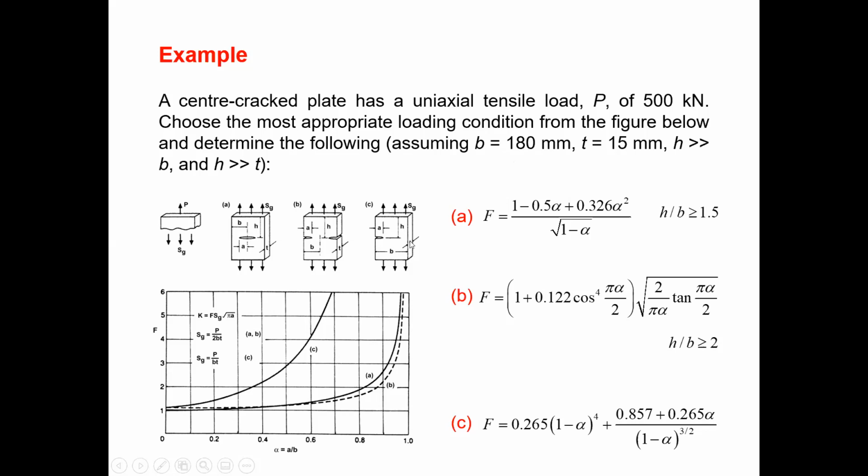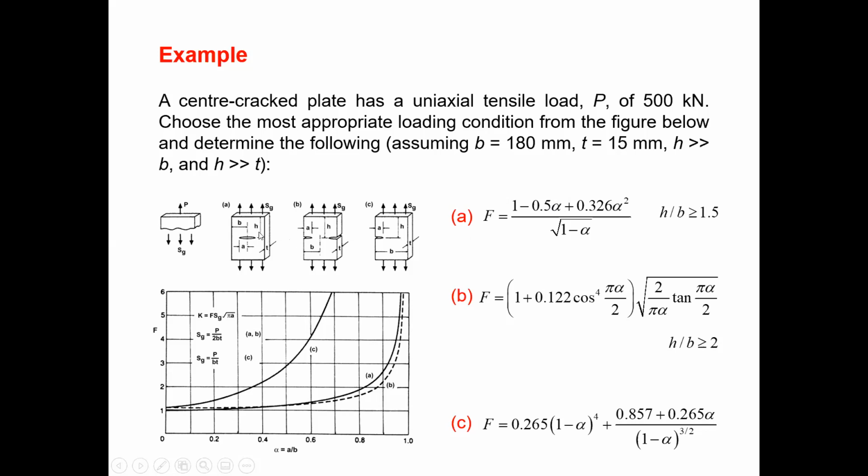T means thickness, and H is much higher than B. That means this height can be assumed as infinite, sometimes. And you can use this. I told you, sometimes they will call it alpha. That means the H/B ratio.